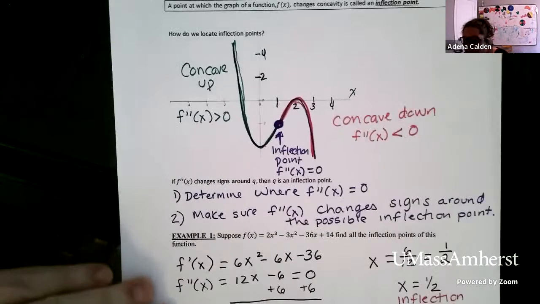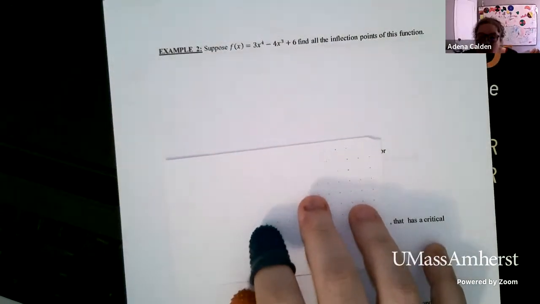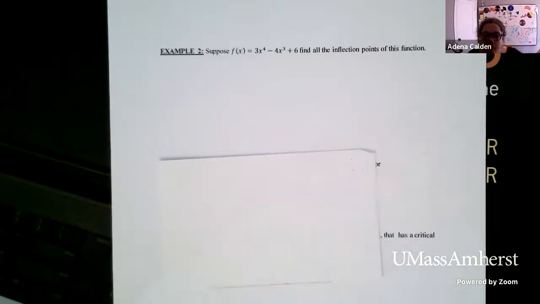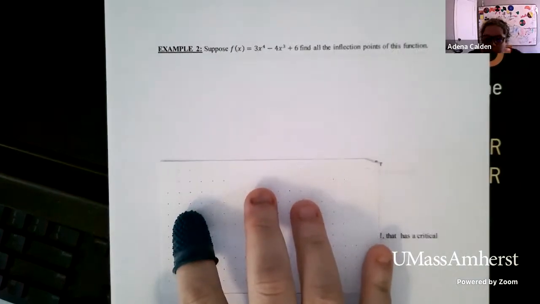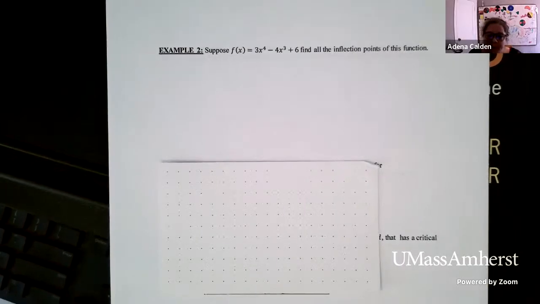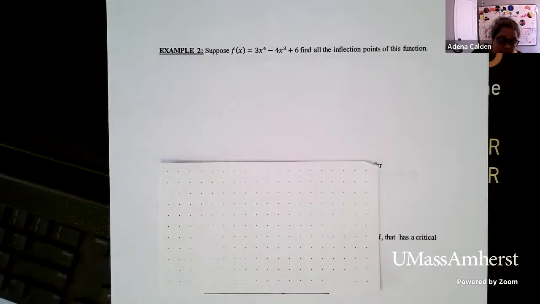So let's try another that's like this one. Okay. So suppose that we have the function 3x to the 4th minus 4x cubed plus 6. I want you to find any and all inflection points of this function. So again, you're going to find the first derivative, use that to find the second derivative. Once you have the second derivative, you're going to set that equal to 0. You might have to do a little factoring in this one. This is a higher order polynomial.